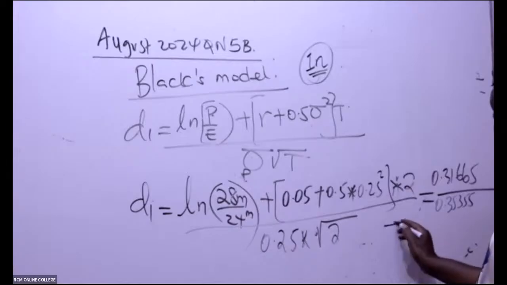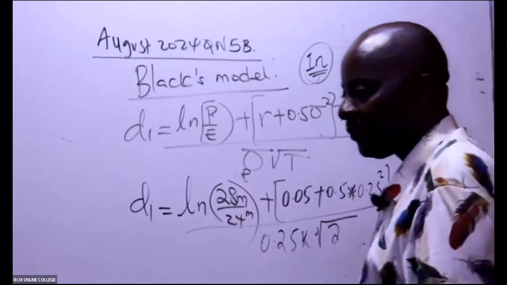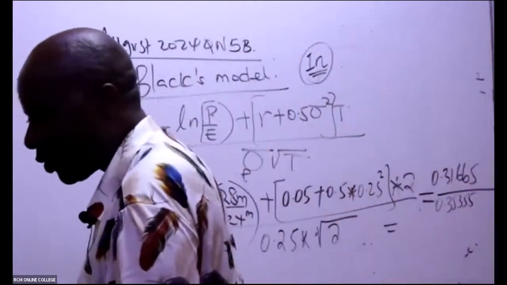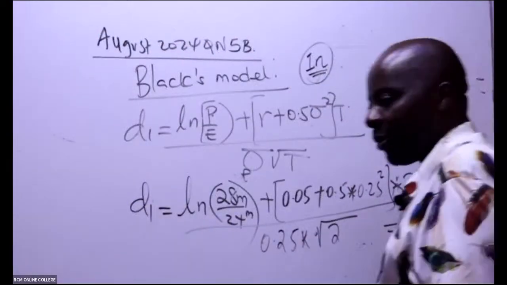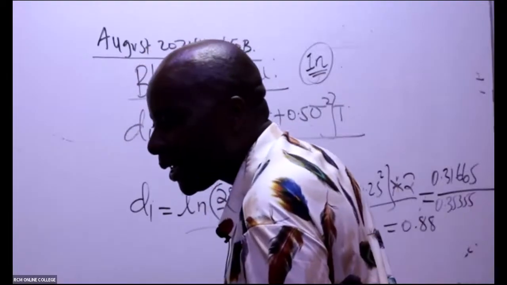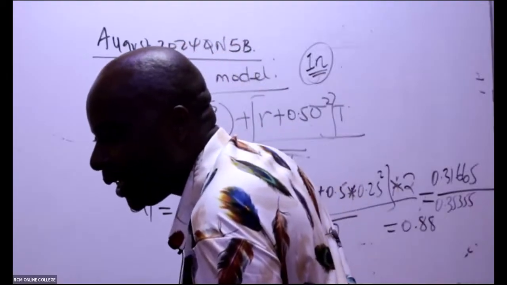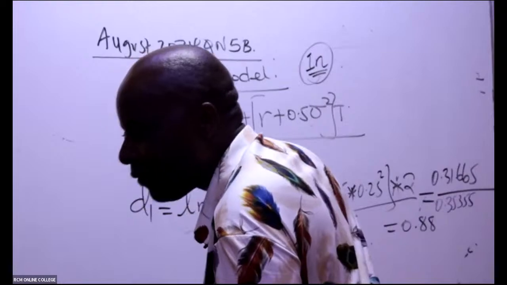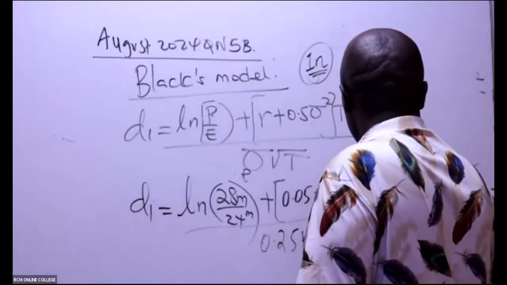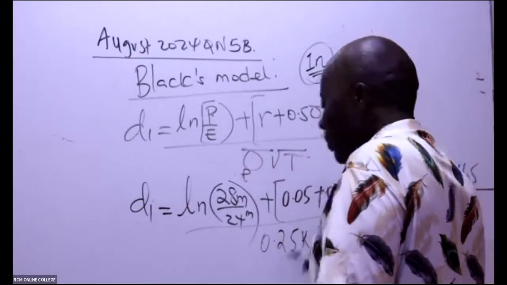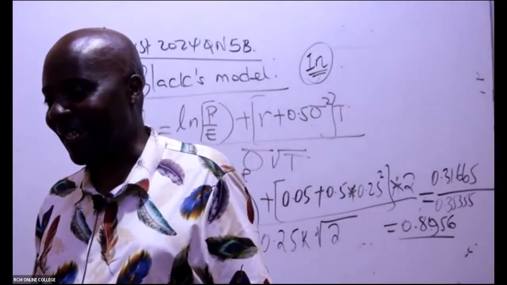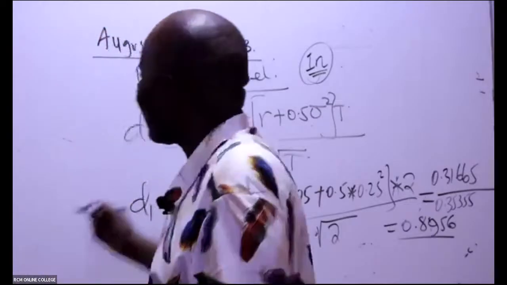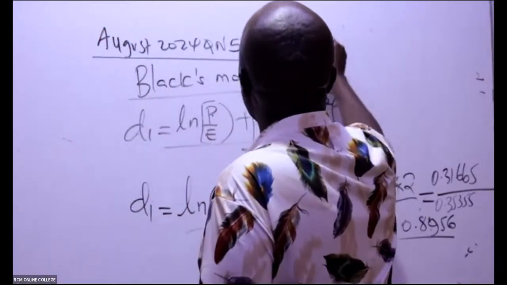0.35355, which then will end up giving us what figure of D1? 0.8956. Thank you so much. 8956, 8957, same thing, isn't it? Same thing. Now, once I get that, straight away I'll be able to get my D2.